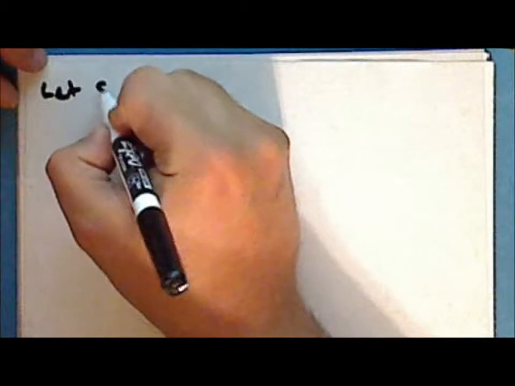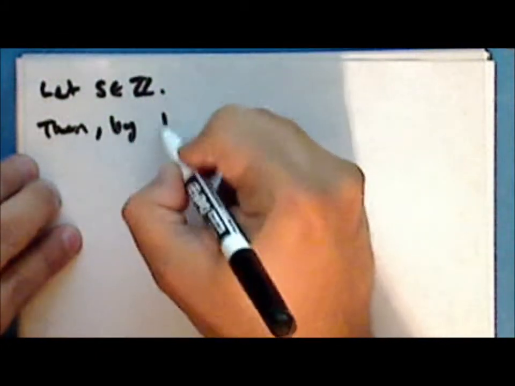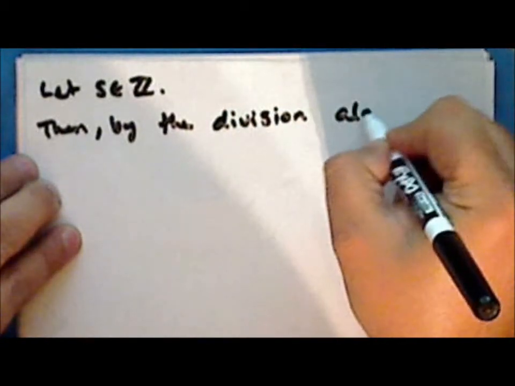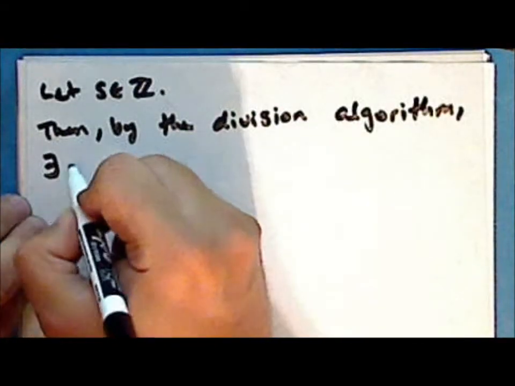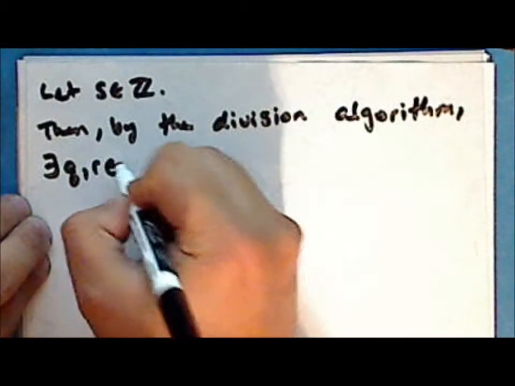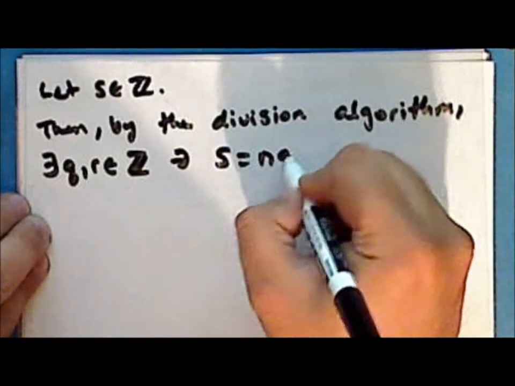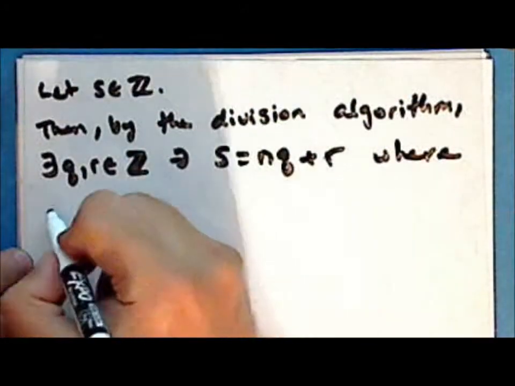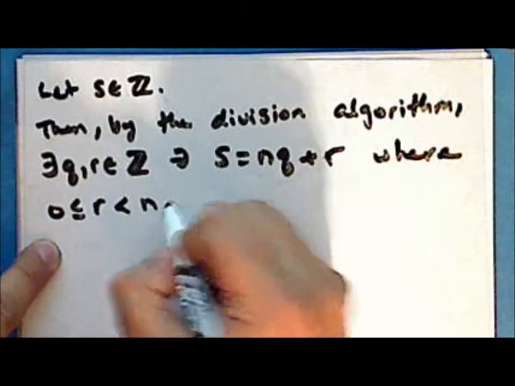So let s be any integer. Then, by the division algorithm, there exist integers q and r such that s is equal to n times q plus r, where r is a non-negative integer, possibly equal to 0, but strictly less than n.